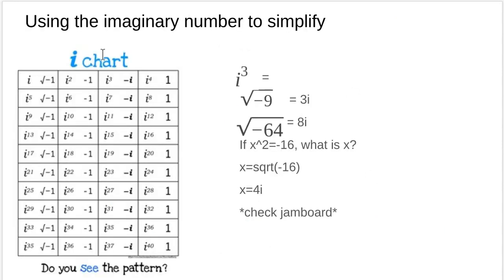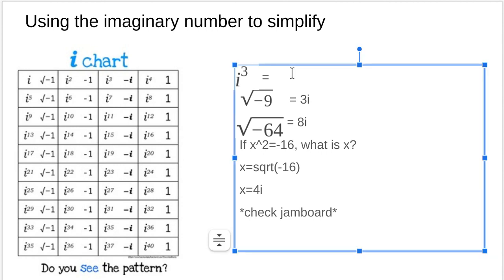I recommend memorizing the first four values of i though. So i is equal to the square root of -1, i squared is equal to -1, and i to the power of 3 is equal to -i, and i to the power of 4 is equal to 1. Okay. As mentioned in the chart, i to the power of 3 is equal to -i.